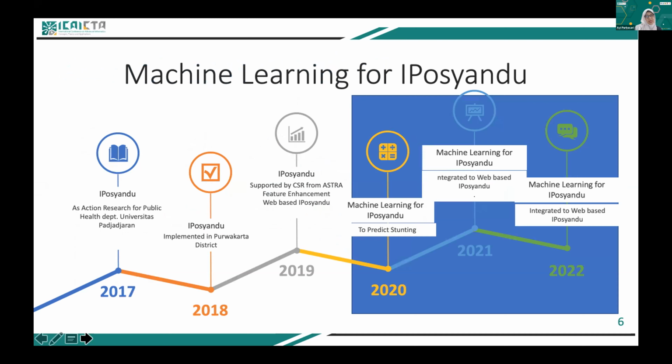So this is the iPosyandu roadmap, where machine learning takes part since 2020. So I've been helping Dr. Fedri do machine learning for this iPosyandu. And our goal is that this machine learning can predict stunting as early as possible, so we can prevent many children, many babies and toddlers, from stunting. And we hope our research can last not just this year, next year, but for a long time.